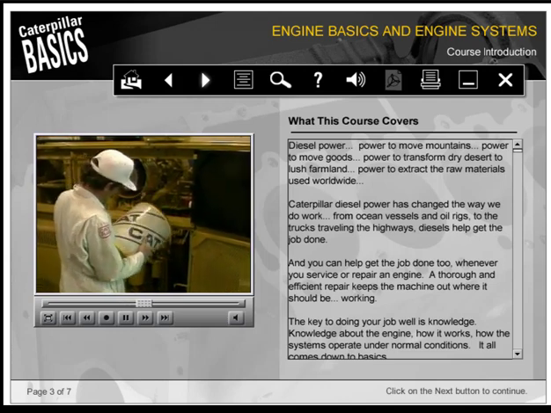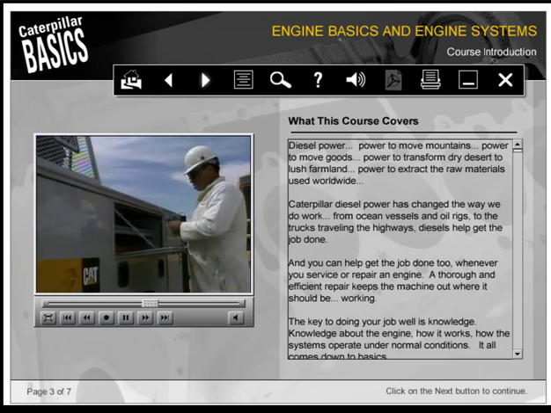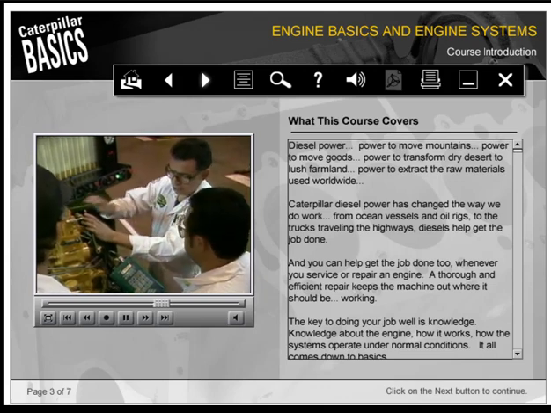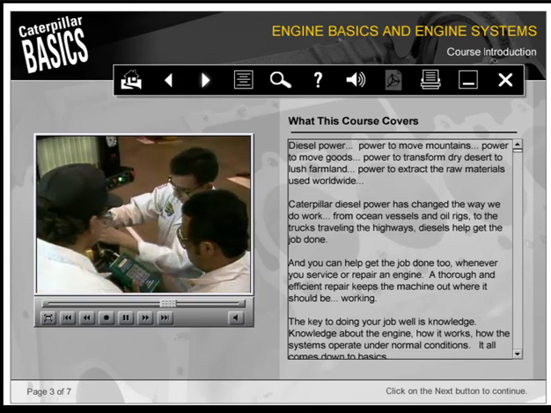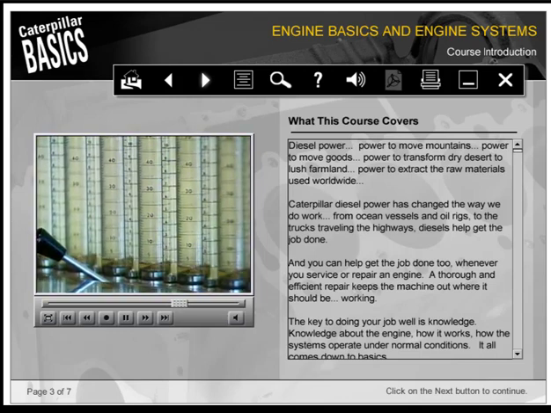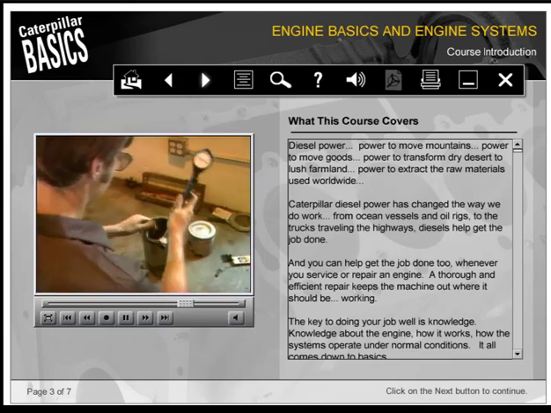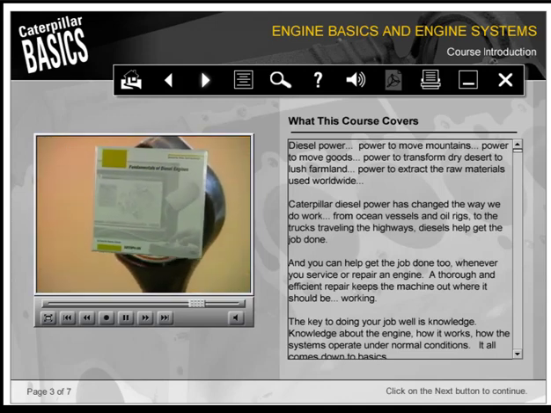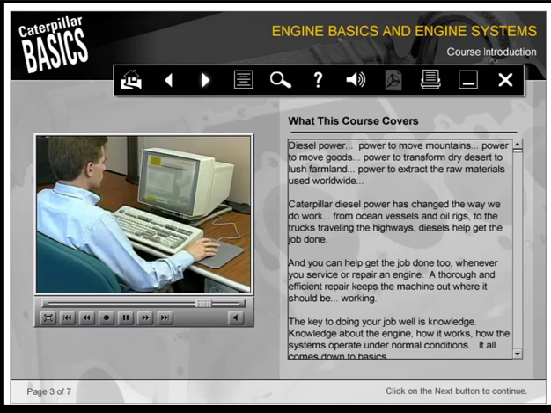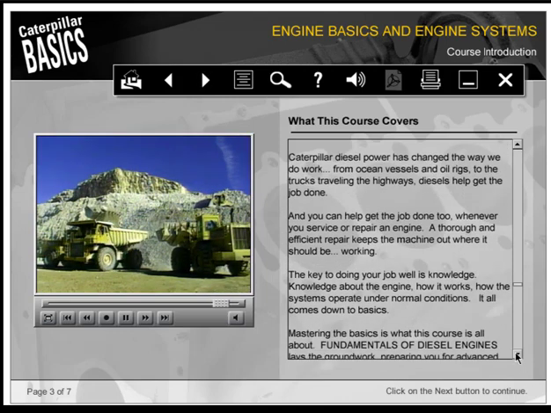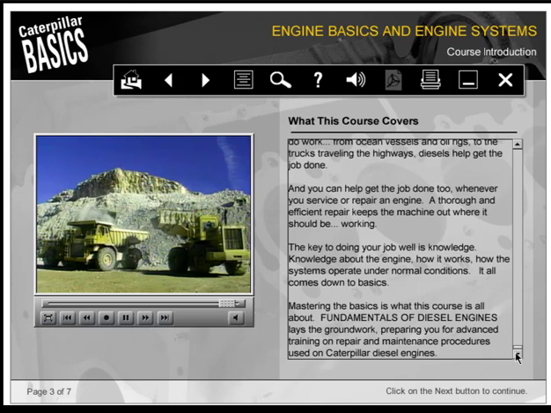Whenever you service or repair an engine, a thorough and efficient repair keeps the machine out where it should be, working. The key to doing your job well is knowledge. Knowledge about the engine, how it works, how the systems operate under normal conditions. It all comes down to basics. Mastering the basics is what this course is all about. Fundamentals of diesel engines lays the groundwork, preparing you for advanced training on repair and maintenance procedures used on Caterpillar diesel engines.